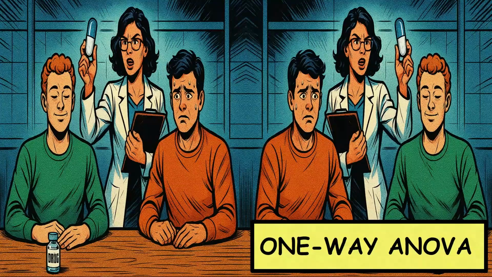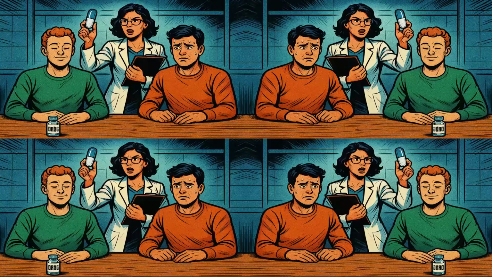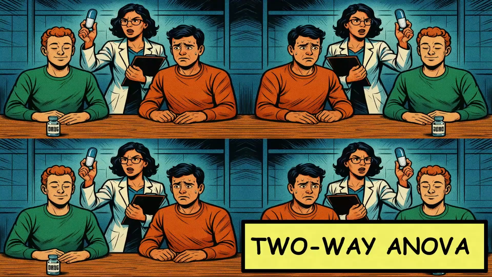Now we have 2 independent variables. We have the drug A, drug B, drug C, or a placebo. That's variable number 1. And then we have the diet of the individual, vegetarian or omnivore. That's variable number 2. In this case, we need to basically double that ANOVA, and we get what is known as a 2-way ANOVA.